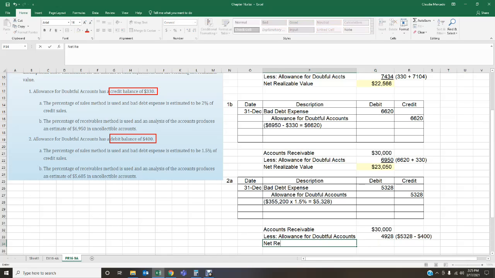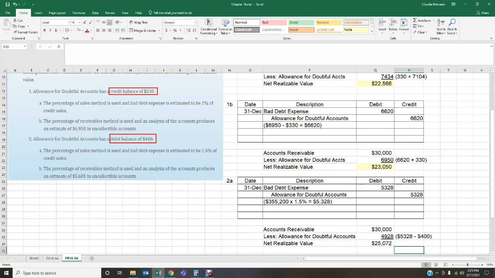So my net realizable value is going to be the 30 minus the 4,928. That'll be 25,072. Okay, so let's recap. According to the percentage of sales method, I'm going to put into my allowance account 5,328. That's 1.5% of my credit sales. That's how much I put into my allowance account.